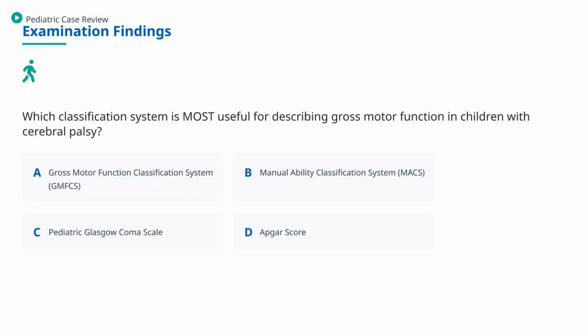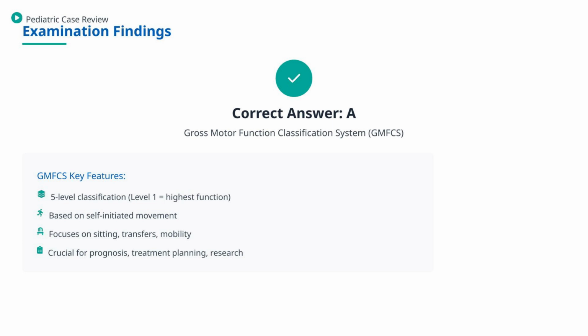Which classification system is most useful for describing gross motor function in children with cerebral palsy? A. Gross motor function classification system. B. Manual ability classification system. C. Pediatric Glasgow Coma scale. D. APGAR score. The correct answer is A.